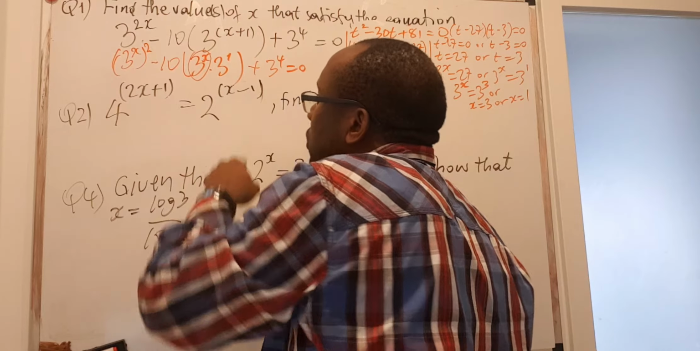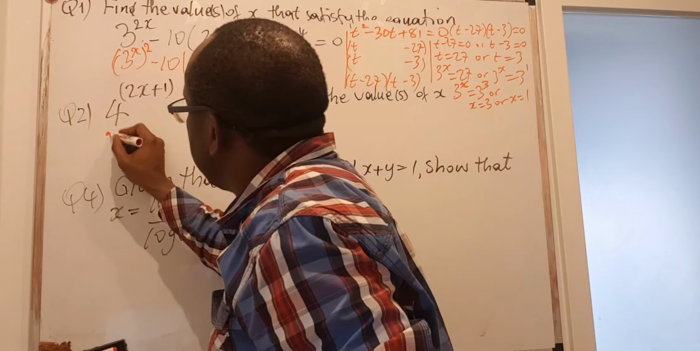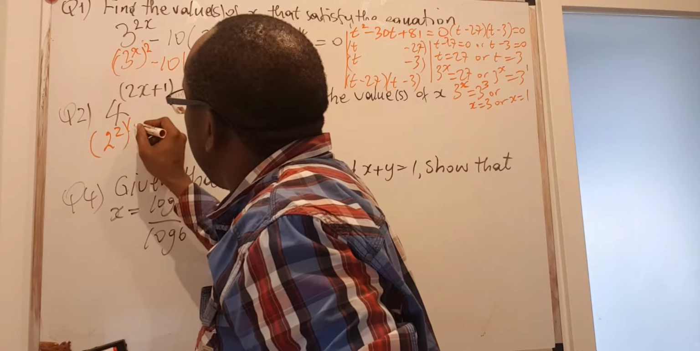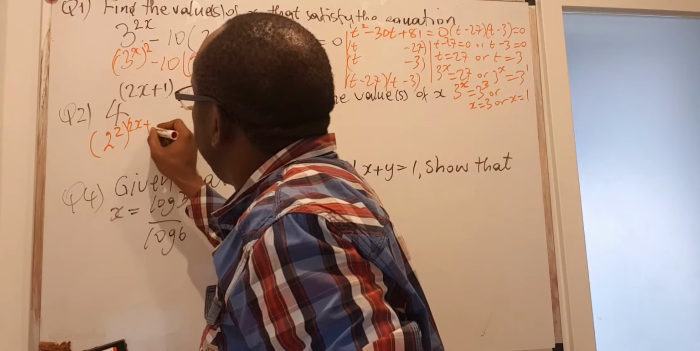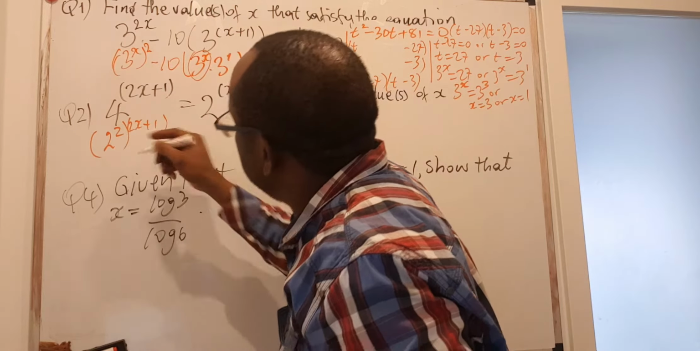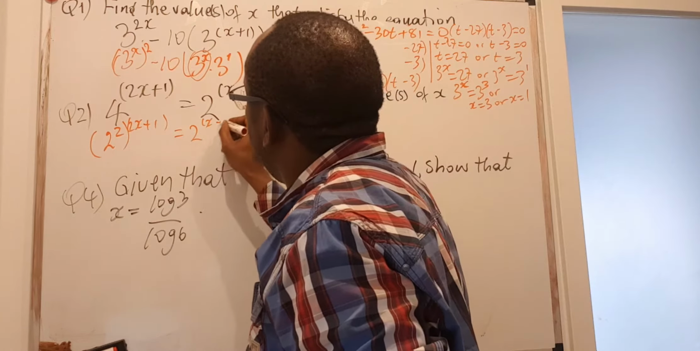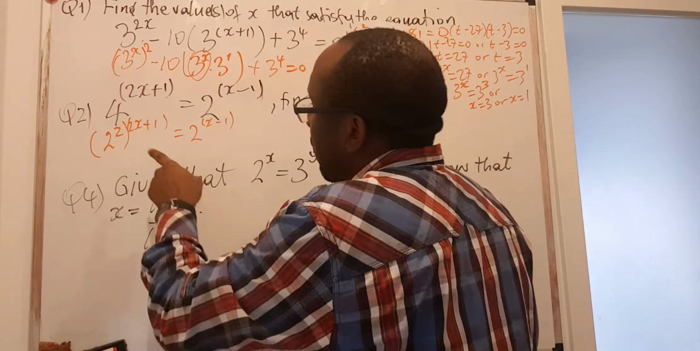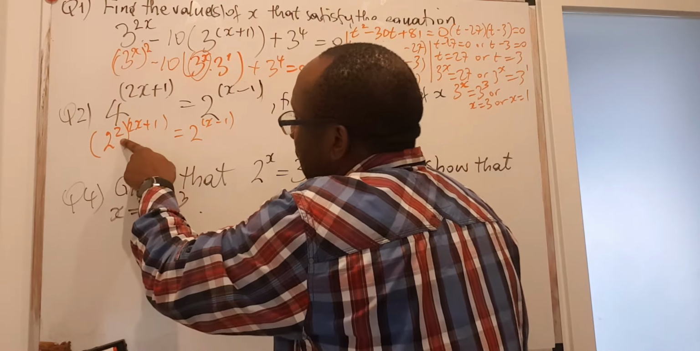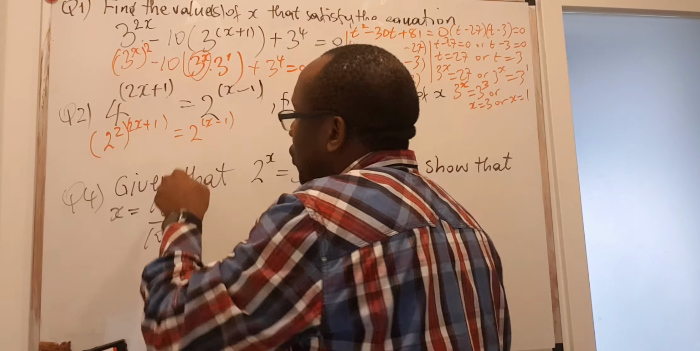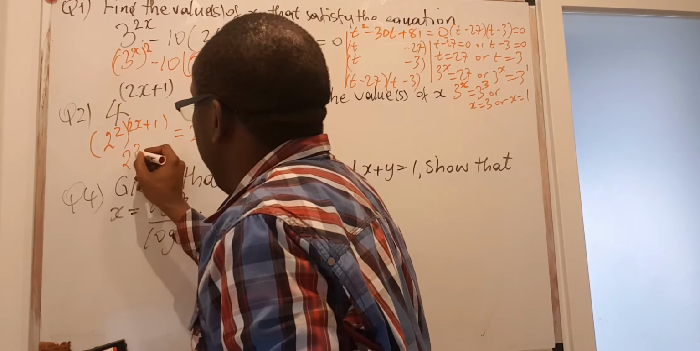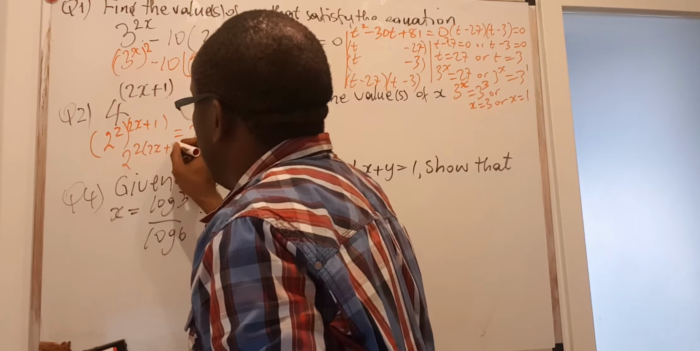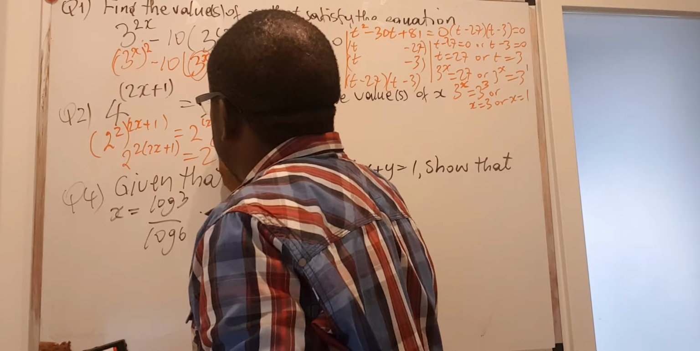4 can be written as 2 to the power 2. So I'm going to write this as 2 to the power 2, and I keep the power there, the 2x plus 1. I just fix only this part, and that's equal to 2 to the x minus 1. But we also saw that 2 to a power and then another power is just 2 to the product of those. So this is 2 to the power 2 times 2x plus 1, and that's equal to 2 to the x minus 1.